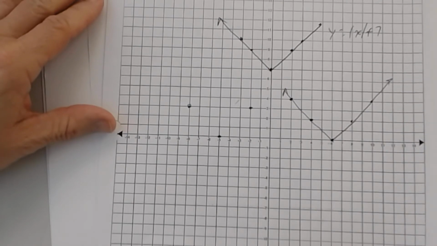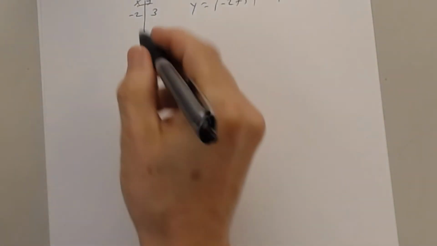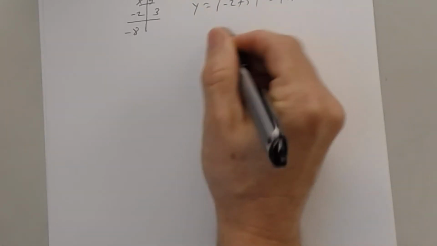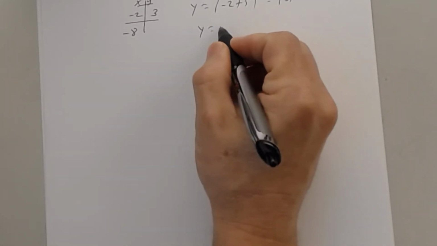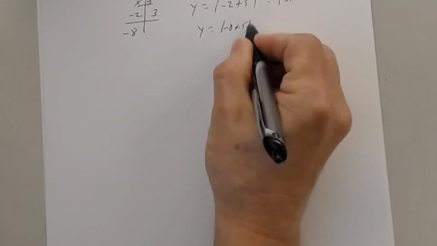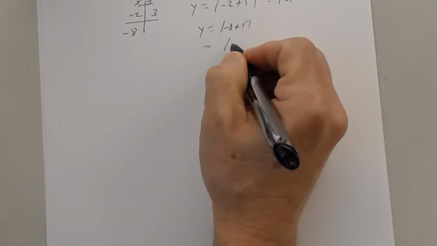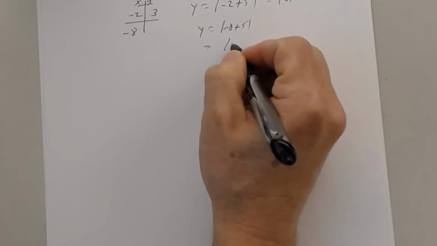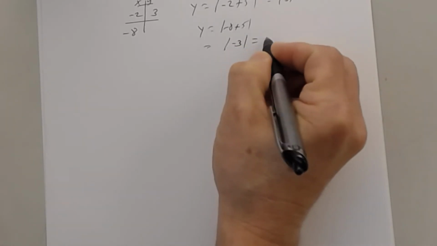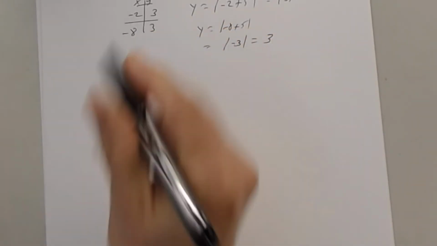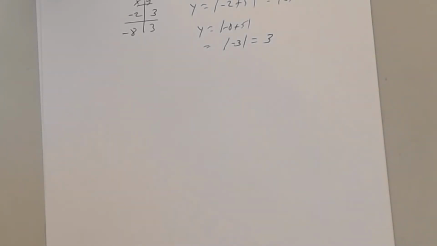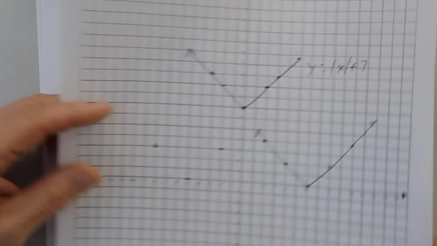You plug in -8 for x. I get y equals the absolute value of -8 plus 5. -8 plus 5 is... 3? Nope. -8 plus 5 is -3. What's the absolute value of -3? 3. So you see we get the same y value. Just do one more pair.